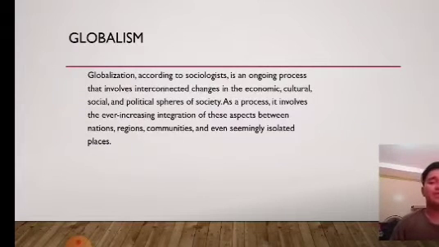On the other side, globalization or globalism, according to sociologists, is an ongoing process that involves interconnected changes in the economic, cultural, social, and political spheres of society. As a process, it involves the ever-increasing integration of these aspects between nations, regions, communities, and even seemingly isolated places. Meaning, international borders are opened for free trade for all interested countries.